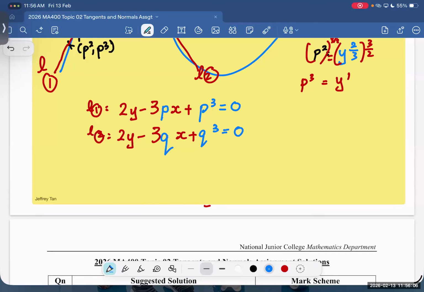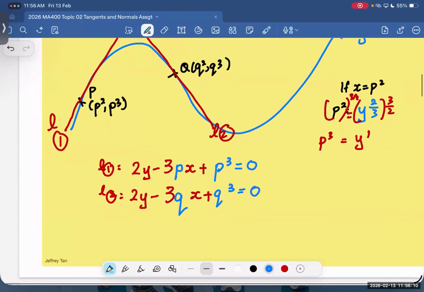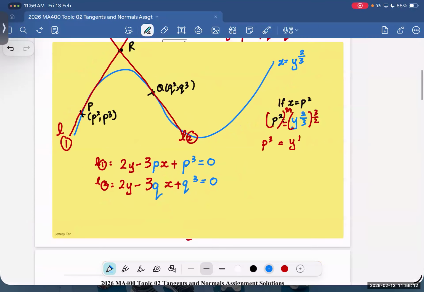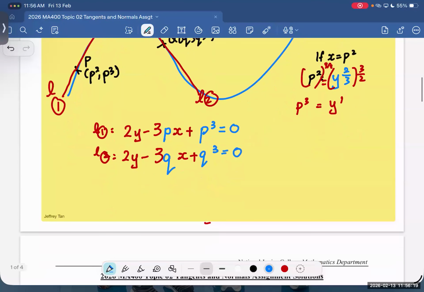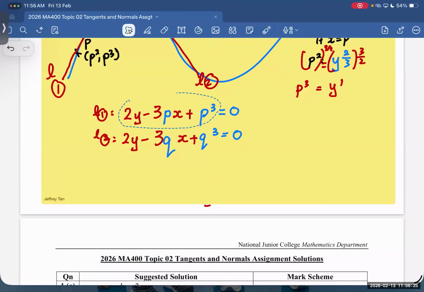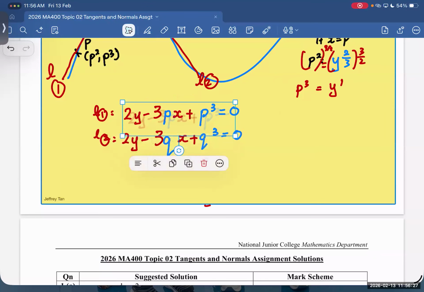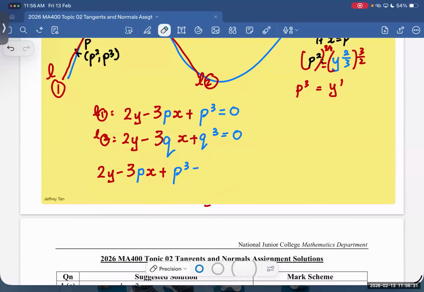These are two equations. Now you know that line 1 and line 2 intersect at R. What will you do with these two? Substitute together, common sense, right? So I equate. Let me try to take a lazy man way. I wonder if this works. Oh yes, it works.